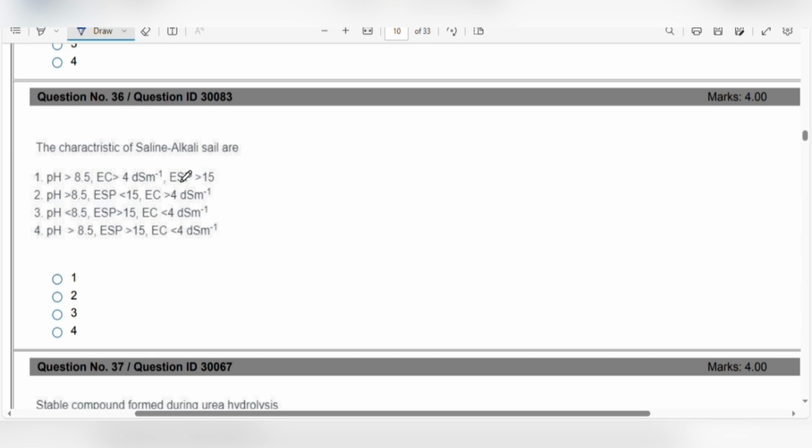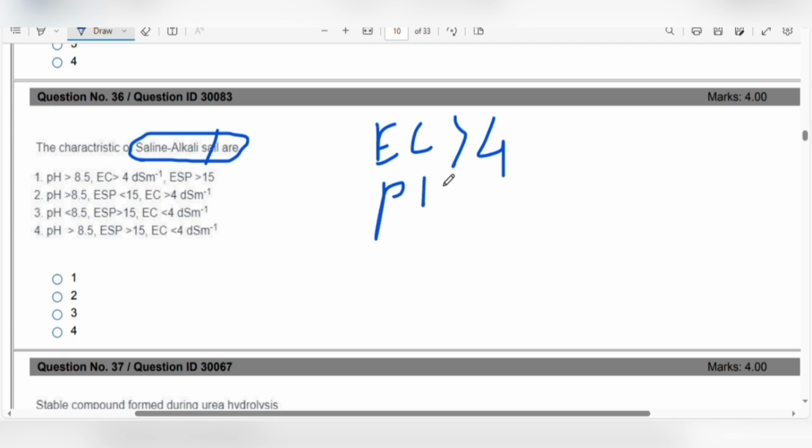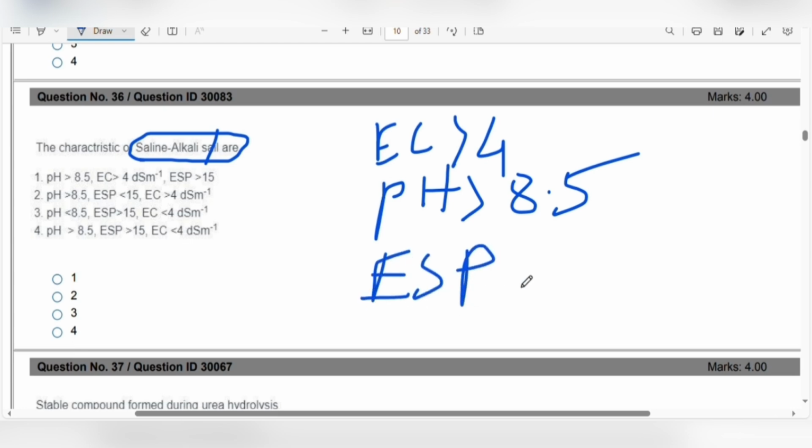The characteristic of saline alkali soil are... saline alkali means EC will be greater than 4, and alkali means pH will be greater than 8.5. These are the two conditions. So let's see which is this. And also alkali means mostly sodic because salts of sodium, mostly sodium carbonate, is the reason for the sodicity or the alkalinity of the soil. So we have to see which options match this criteria.